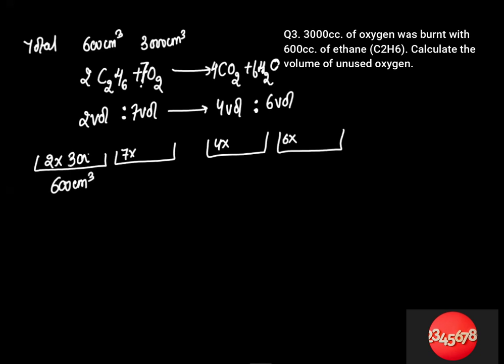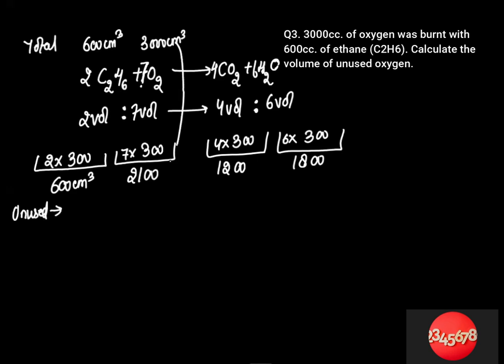And 2, how much is 600? 2 into 300. Now if you have multiplied this gas 300 times, the other gases should also be taken 300 times. This is clear. So oxygen used would be 2100. This would be 1200. This would be 1800. That's it. How much unused will be left? Unused is always valid for reactants. 3000 we had, 2100 is used. How much is left? 900 centimeter cube. 600 we had, 600 is used, 0 left. Unused will be only reactants because they are the ones being used.